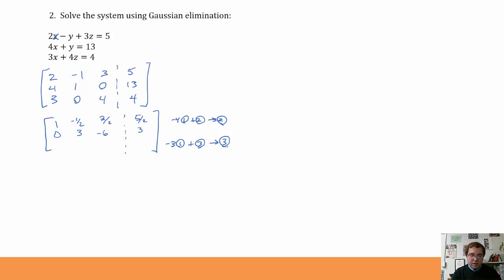So negative 3 times the 1 makes negative 3 plus the 3 makes 0. Negative 3 times negative 1/2 is positive 3/2 plus the 0 that's down there is positive 3/2. Fractions. Negative 3 times 3/2 is negative 9/2 plus 4. Sorry, negative 9 over 2 plus 4 really makes negative 9 over 2 plus 8 over 2, which is negative 1 over 2.